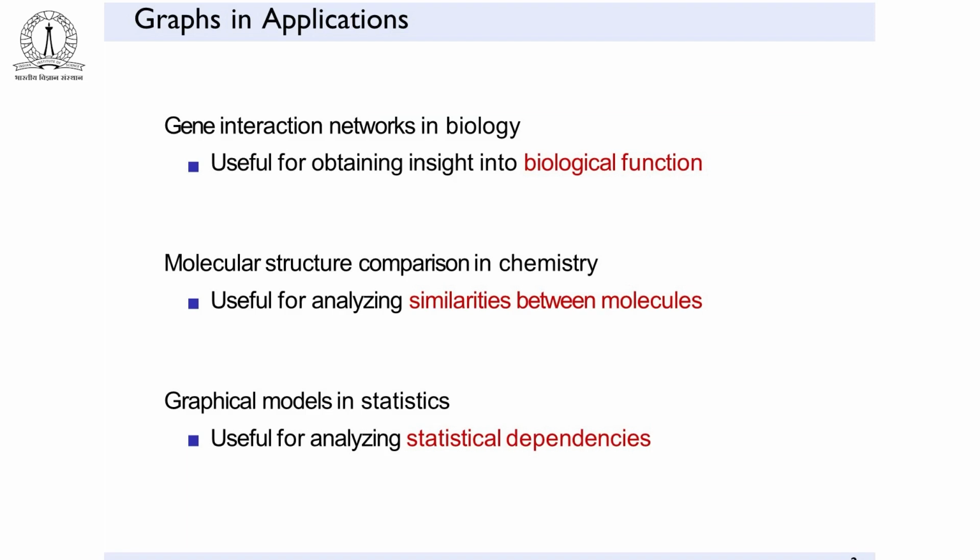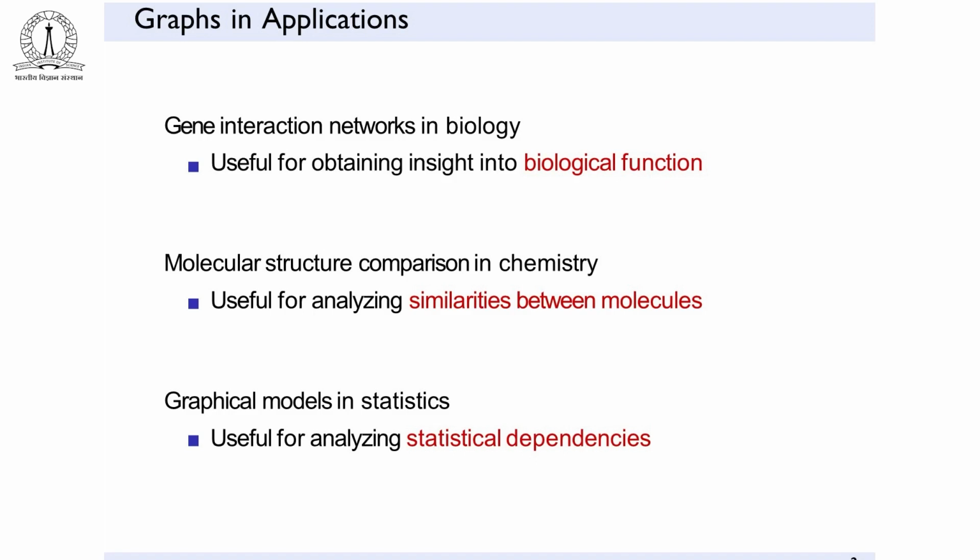So graphs obviously show up in tons of applications, and in particular, structural properties of graphs in each of these applications really play a prominent role. A prominent example of graphs is in biology, where depending on the kind of structure you see in your graph, you can actually obtain insight about some biological function, if the graph, for example, is a gene interaction network.